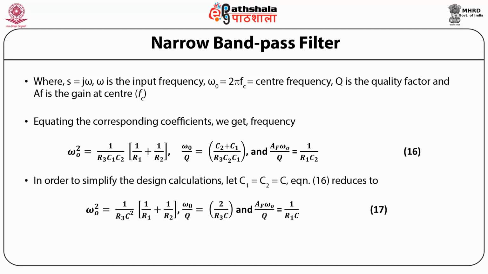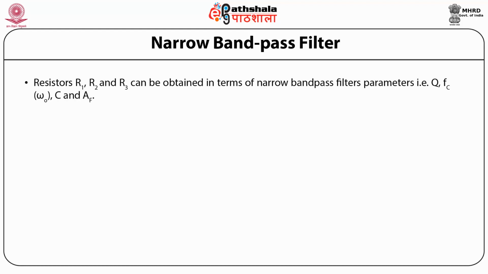In order to simplify the design calculations, let C1 equal C2 equal C. So, the above equations reduce to omega naught square equals 1 by R3C square into (1 by R1 plus 1 by R2). Omega naught by Q equals 2 divided by R3 into C, and AF omega naught by Q equals 1 by R1C. Resistors R1, R2 and R3 can be obtained in terms of narrow bandpass filter parameters, that is Q, Fc, or equivalently omega naught, C and AF.